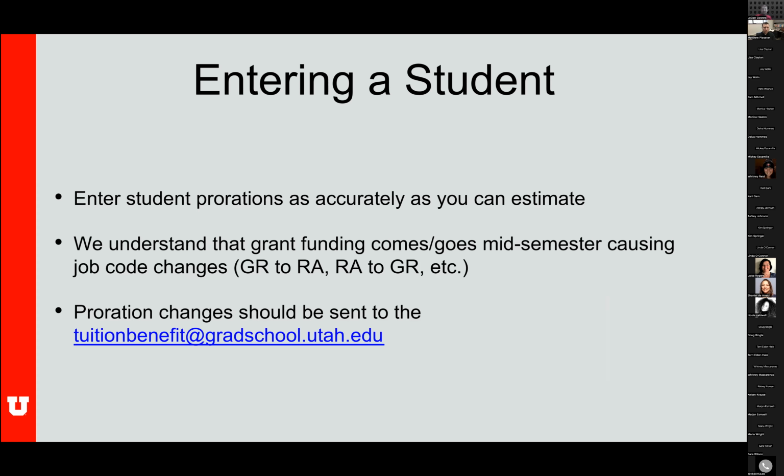Now, obviously, we want you to enter all of this as accurately as you can estimate. However, the world is weird, and sometimes we anticipate that weirdness. For example, it is very common for RA funding to change and fluctuate during a semester. Sometimes it just goes away entirely, and that student needs to be moved to a GR circumstance or something like that. We understand that, and we will help in every way we can if you have to make unanticipated changes in the middle of the semester. Just reach out to us, explain the situation to us, and we will do everything that we can to help.